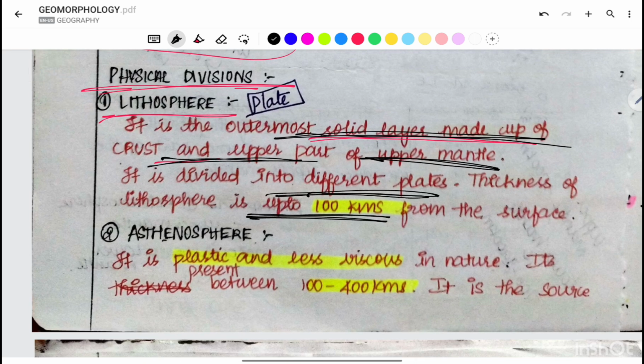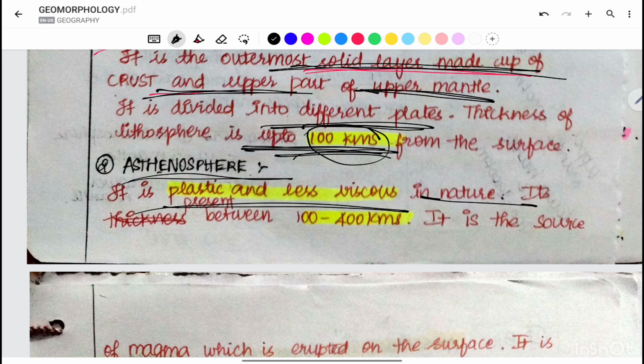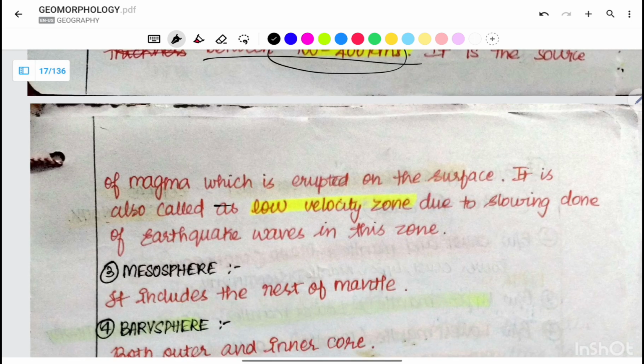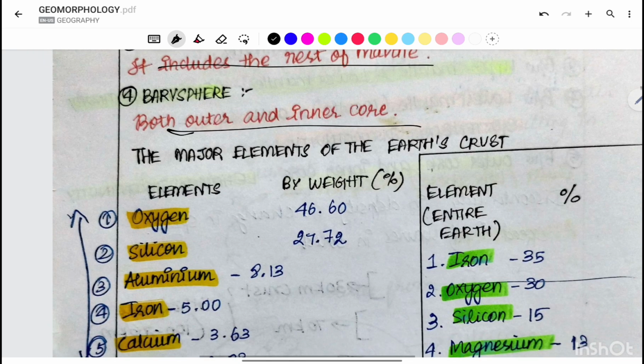The thickness of the lithosphere is up to 100 kilometers. The asthenosphere is plastic and less viscous. It is between 100 to 400 kilometers. It is a source of magma and it is a low velocity zone. The mesosphere is the rest of the mantle. The barysphere is the inner core and outer core.